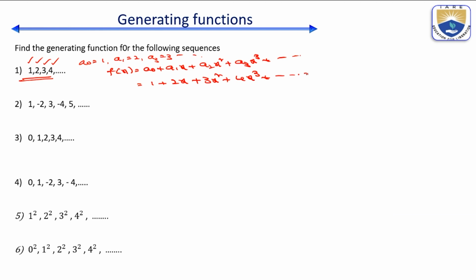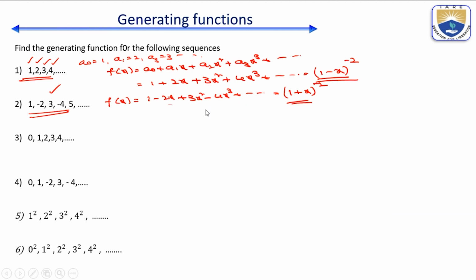And we are going to represent this as 1 minus x whole to the power of minus 2. Similarly, the next one is also in the same form, only the signs alternate. So it is 1 minus 2x plus 3x square minus 4x cube plus and so on. This is nothing but 1 plus x whole to the power of minus 2. So for this sequence, this can be the generating function.